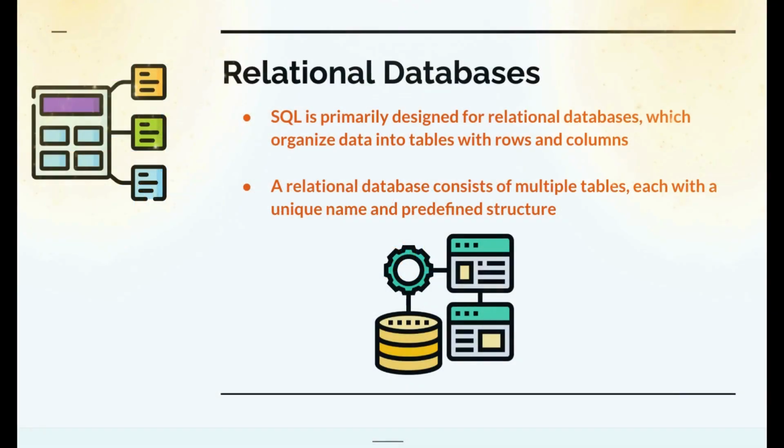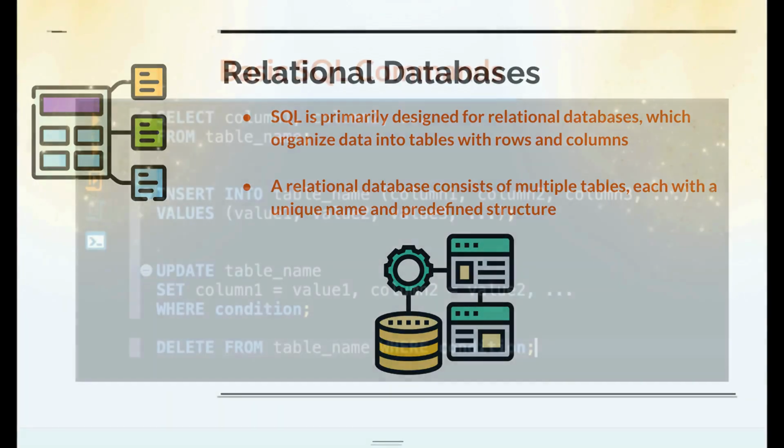Number 1. Relational databases. SQL is primarily designed for relational databases, which organize data into tables with rows and columns. A relational database consists of multiple tables, each with a unique name and predefined structure. Within the tables are columns, which are used for the data attributes to store the data.